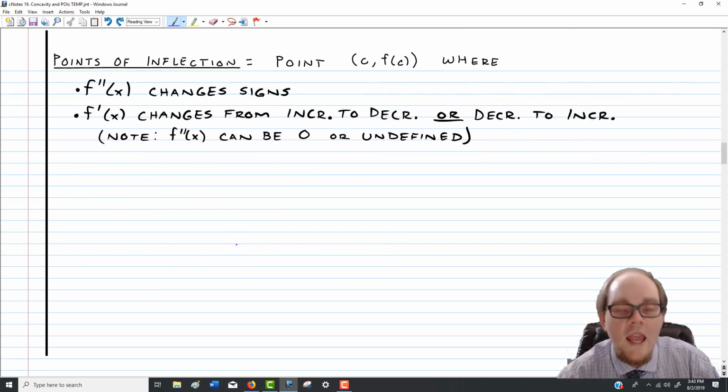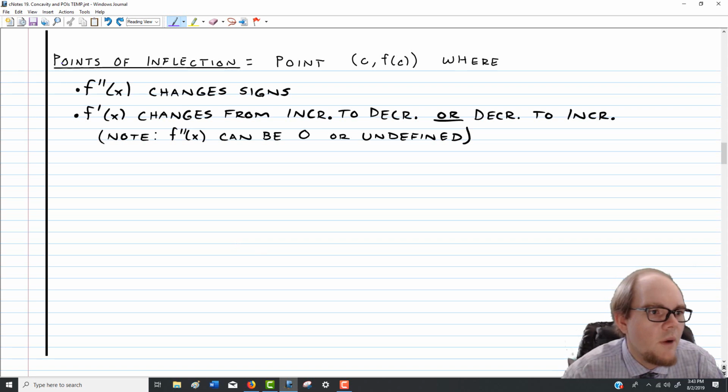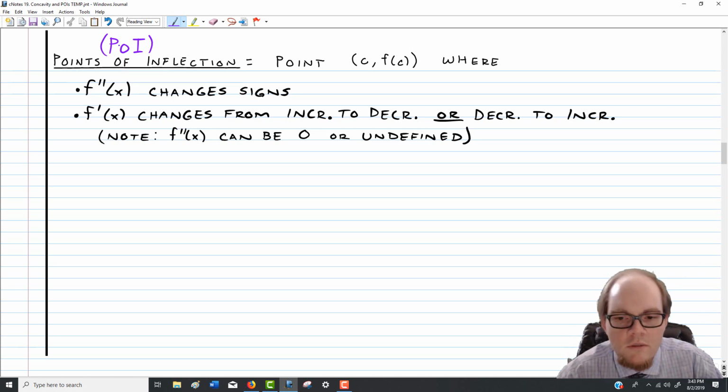We call that place a point of inflection. It's a point of inflection, or often it's called, you've probably heard this phrase before, seen it on stuff, a POI, a point of inflection, not a private octopus investigator. Don't get confused. So a point of inflection is a point (c, f(c)). And the reason I point that out is because it means the graph has to exist there.